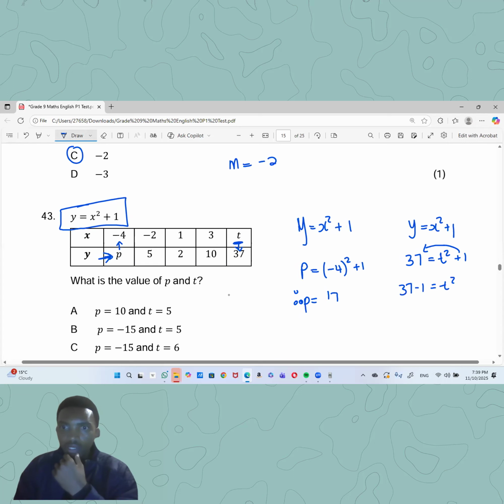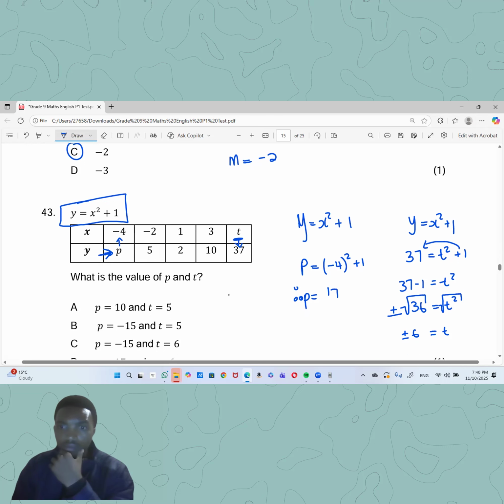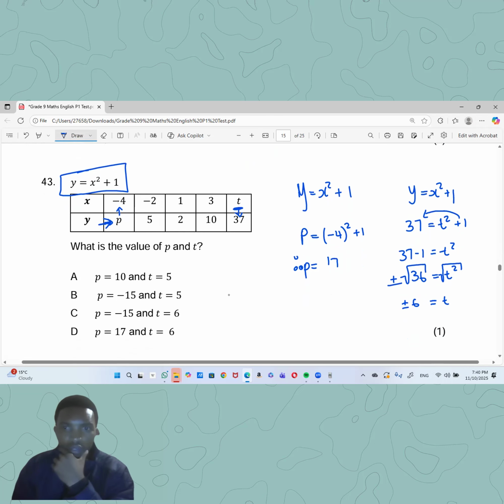So this is going to give us 36 equals T squared. And then how do we get rid of the square? We take the square root. But whenever we do that, all the time, remember to put plus or minus. So our answer is going to be plus or minus 6. So which one is our answer now? Our answer is D.